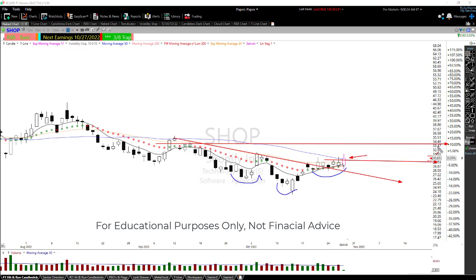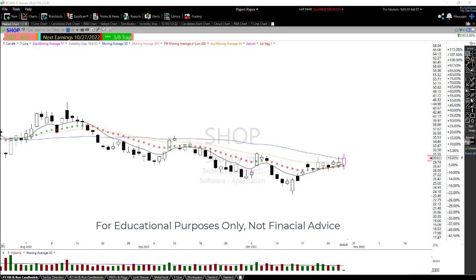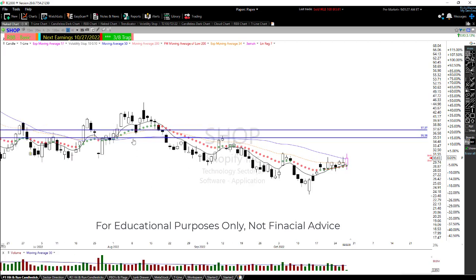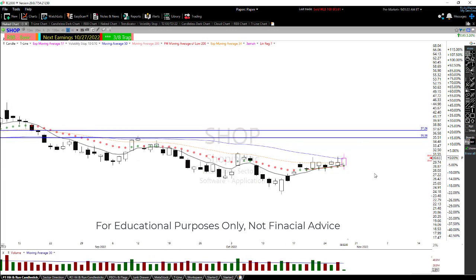You guys all know that it is as simple as that. It really, really is as simple as that. So, here, let's draw this up here too. So you've got a little resistance right here, and I'm going to put a little resistance line, maybe about right here, okay? So we have resistance up there.